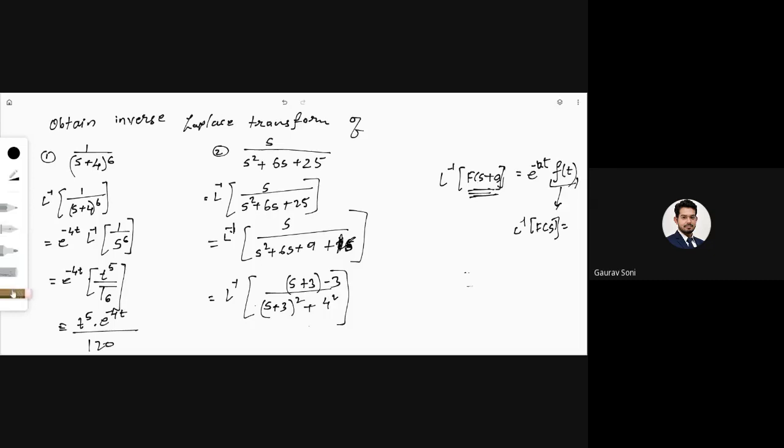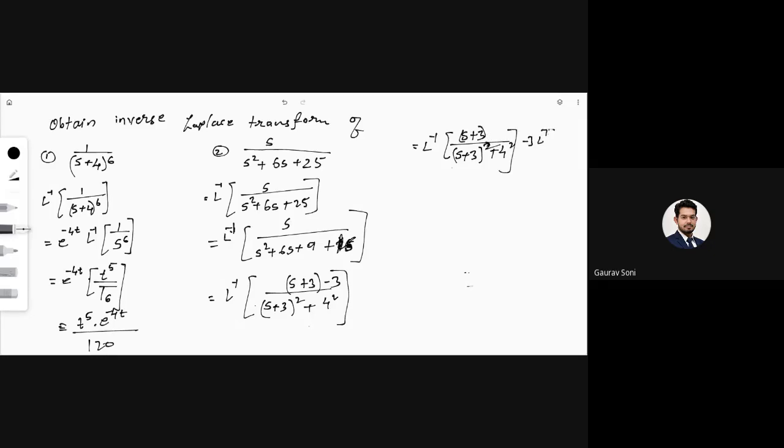And so when I separate this, I will separate the numerator now. So what do we get? Laplace inverse of (s plus 3) upon (s plus 3) square plus 4 square, minus 3 times Laplace inverse of 1 upon (s plus 3) square plus 4 square. Look, this bracketed term now looks like capital F of s plus 3. Now, whenever we have this, by our first property, I can write this as e to the power minus 3t, and I will remove that plus 3 part.